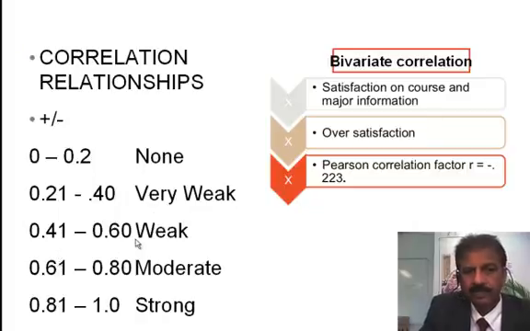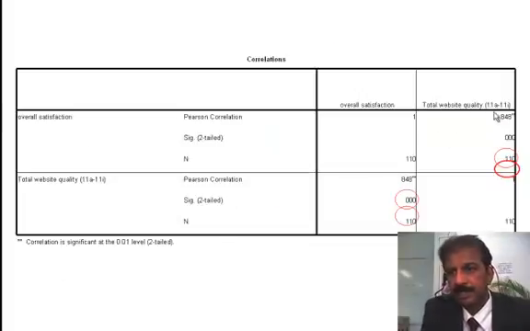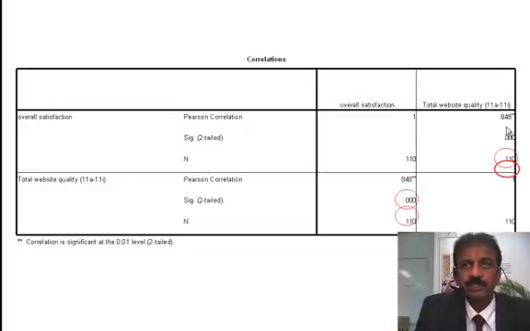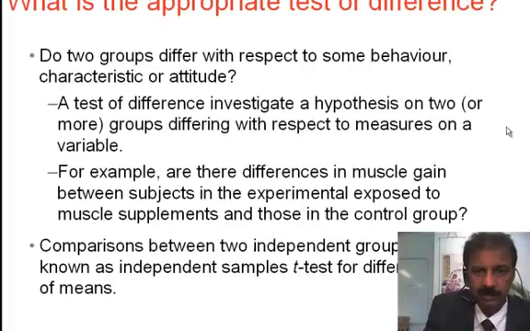0.41 to 0.6 is weak, 0.6 to 0.8 is moderate, and 0.81 to 1 is strong. So what was it in our earlier case here? It's 0.848 and it's a Sig. (2-tailed) of 0.000. So what does it tell you? There is a very strong correlation between overall satisfaction and total website quality, for this particular PowerPoint slide that you have a look at. All right.